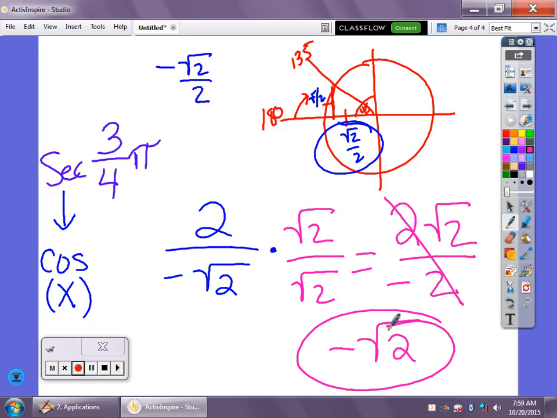I hope you found this helpful. You really just want to know your 30, 60, 90, your 45, 45, 90, and the quick trick to go from radians to degrees: drop the pi, multiply by 180.